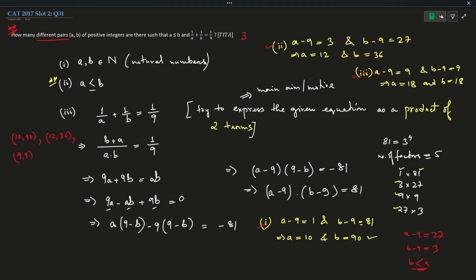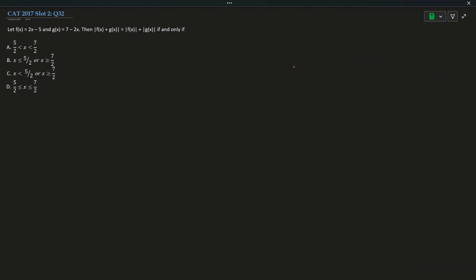Now let's move on to the next question. We have f of x equal to 2x minus 5 and g of x equal to 7 minus 2x. Then mod of f of x plus g of x is equal to mod of f of x plus mod of g of x if and only if. What will be f of x plus g of x, taking the mod? F of x is 2x minus 5, g of x is 7 minus 2x. If I add these two, 2x and 2x will get cancelled. I will have minus 5 plus 7, mod, which will be basically 2.